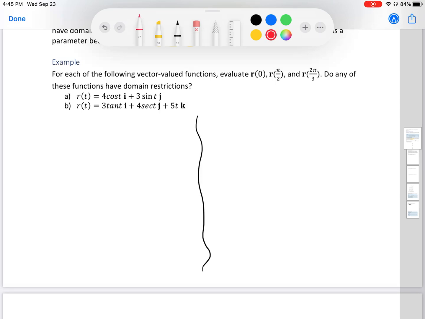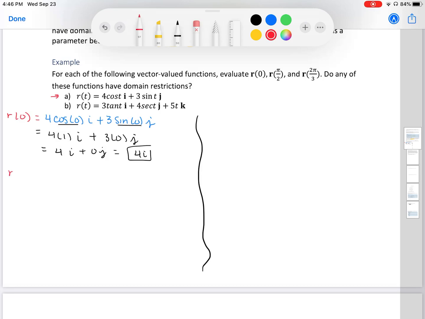So first we have r of 0 for our first function A. We're going to plug in that number for t. So I have 4 cosine of 0 i plus 3 sine of 0 j. And of course, having a unit circle makes it super helpful. That way you don't have to scramble around punching numbers in your calculator. So cosine at 0 is 1, so I have 4 times 1 i plus sine at 0 is 0, 3 times 0 j. Anything times 0 is 0, so we're just left with 4i plus 0j, which is just 4i.